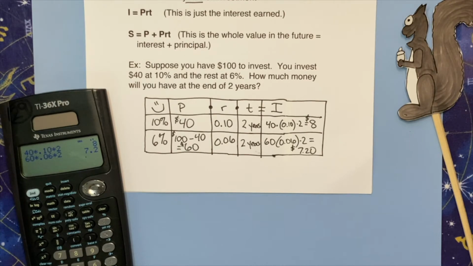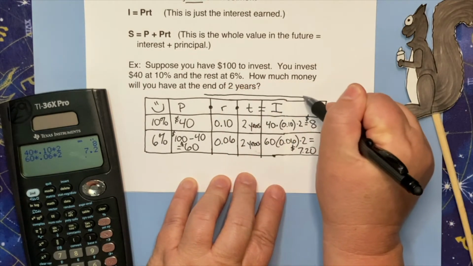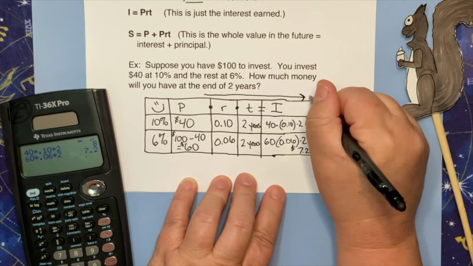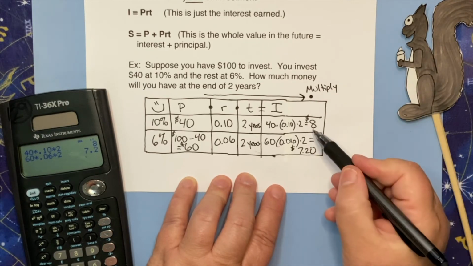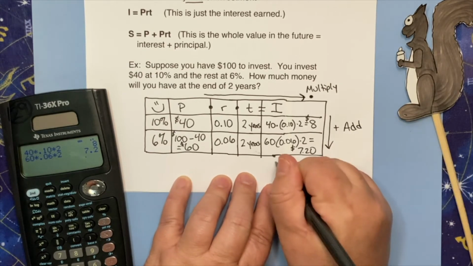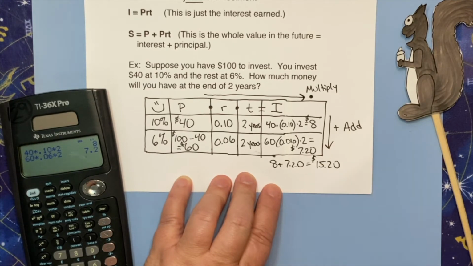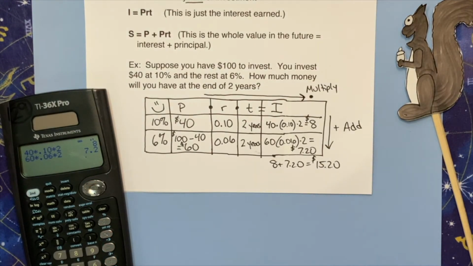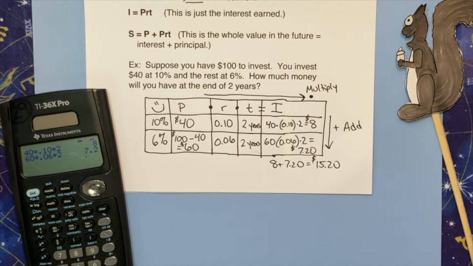And then what would we do to get the total amount of interest? Well, the way that these rectangles are set up is as we're moving across, we multiply. And as we move down, I earned $8 plus $7.20. We're going to add 8 plus 7.20, which is 15.20. But does that answer the question? It says, how much money will you have at the end of 2 years? Well, hopefully you don't just have the $15.20 or else you lost money. You also get the $100 back.